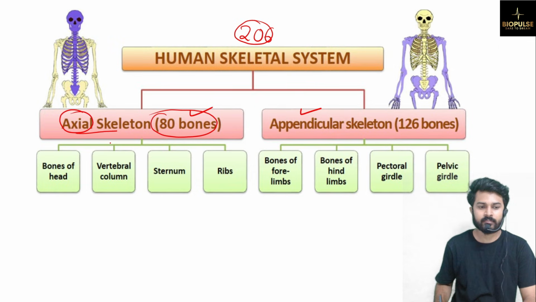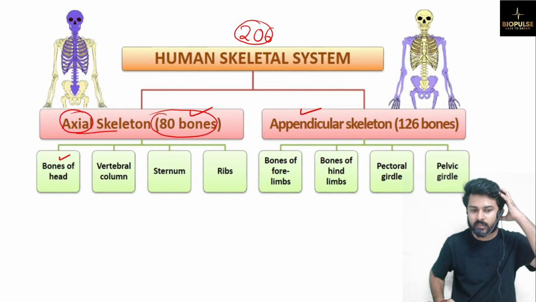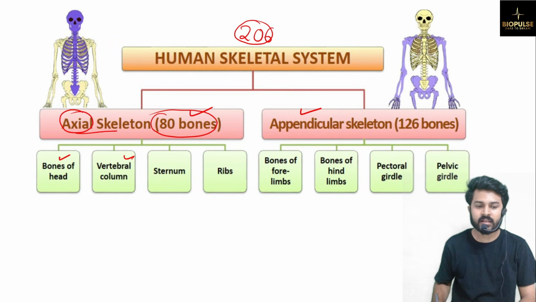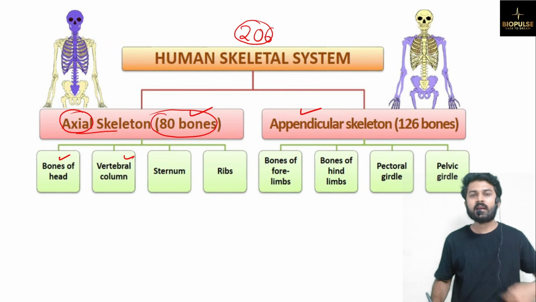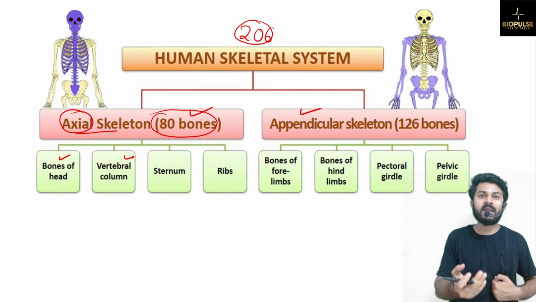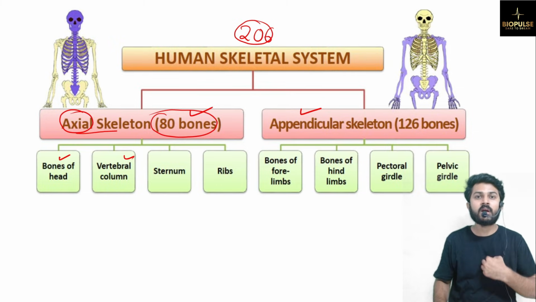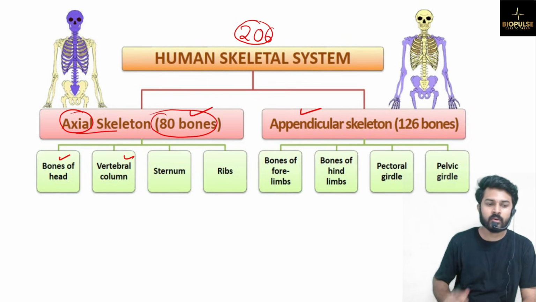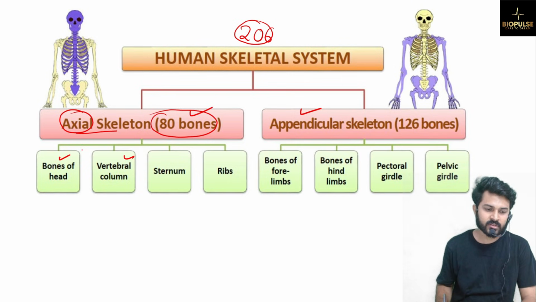know first. Correct. So there are some bones on the head, there are some bones in the vertebral column, there are some bones in the rib cage, and if you remember in breathing and exchange of gas we have read about the flat bone, that is sternum. Correct. So we need to know what are the bones exactly.